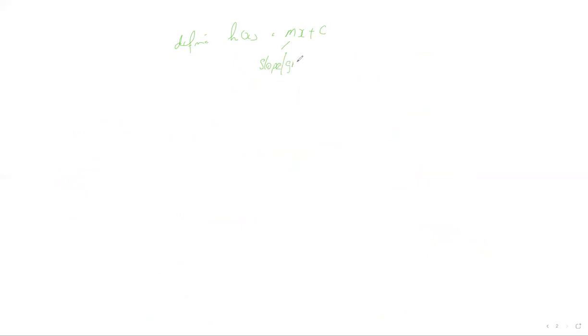Slope or gradient here, which is m. And we need to get c there, which is the y-intercept. So h of x, that function will be mx + 10. Now let's get m. m is the slope. Slope is given by (y2 - y1) over (x2 - x1).